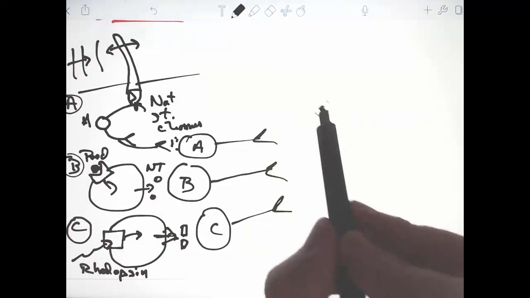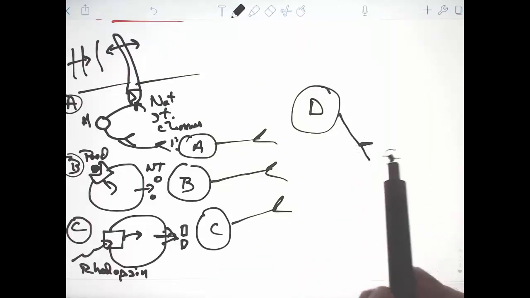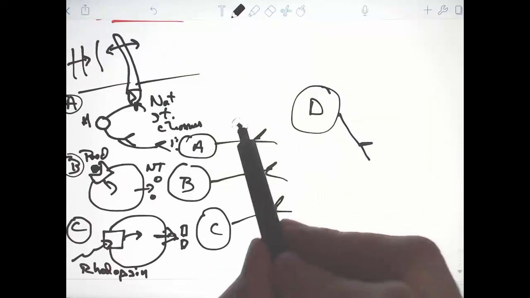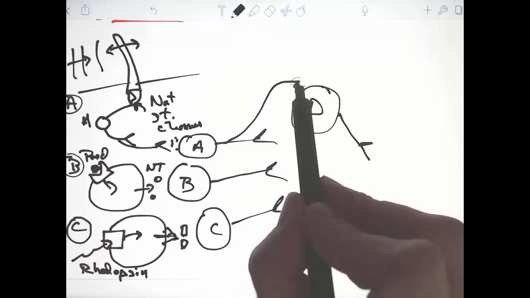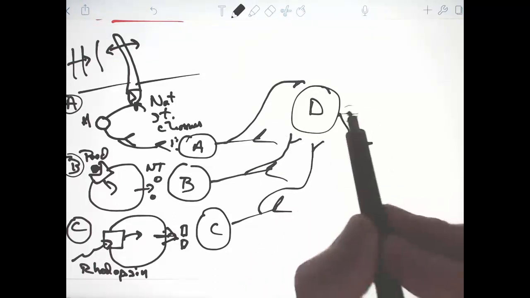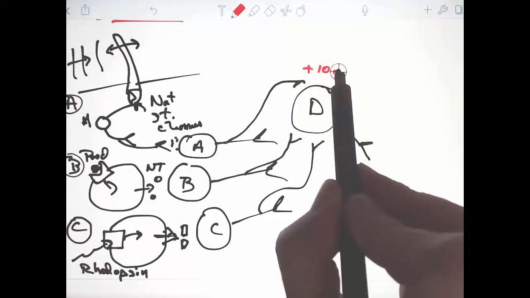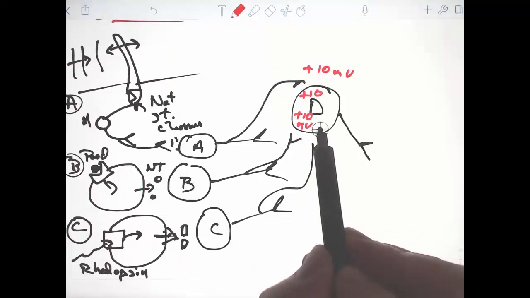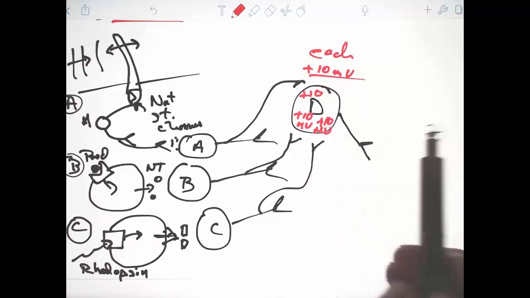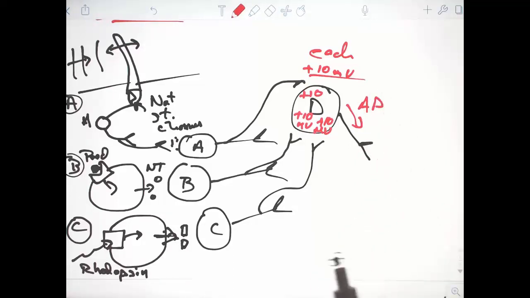We need to integrate these at some cell D that will produce action potentials only when all three of these inputs are present. So if we have 3 and we need to depolarize to -45, we could have each one depolarize plus 10 millivolts. So each at plus 10 millivolts, and that'll get action potentials in interneuron D.